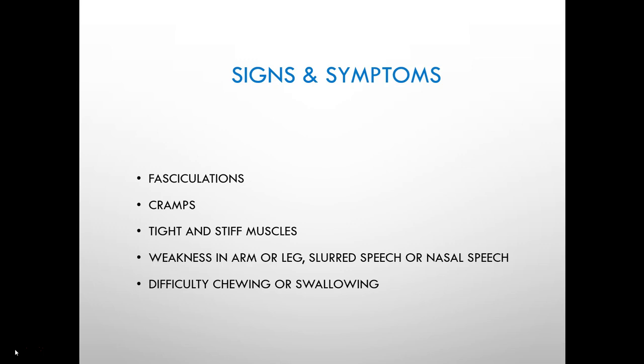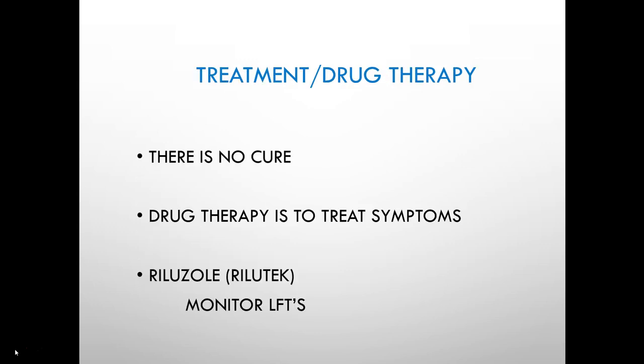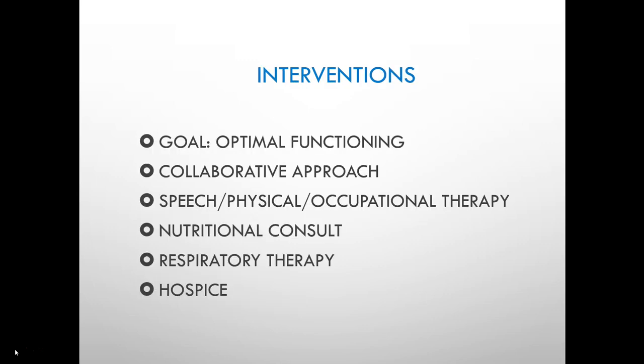Anytime you think of this muscle disease and ALS, think respiratory problems because it affects the muscles of the lungs more. They have difficulty chewing and swallowing. So it becomes important to pay attention to their swallowing so that they don't aspirate. There is no cure. The drug to treat symptoms alone is riluzole. Monitor LFT, liver function tests, for that. And the interferon, also monitor liver function tests.